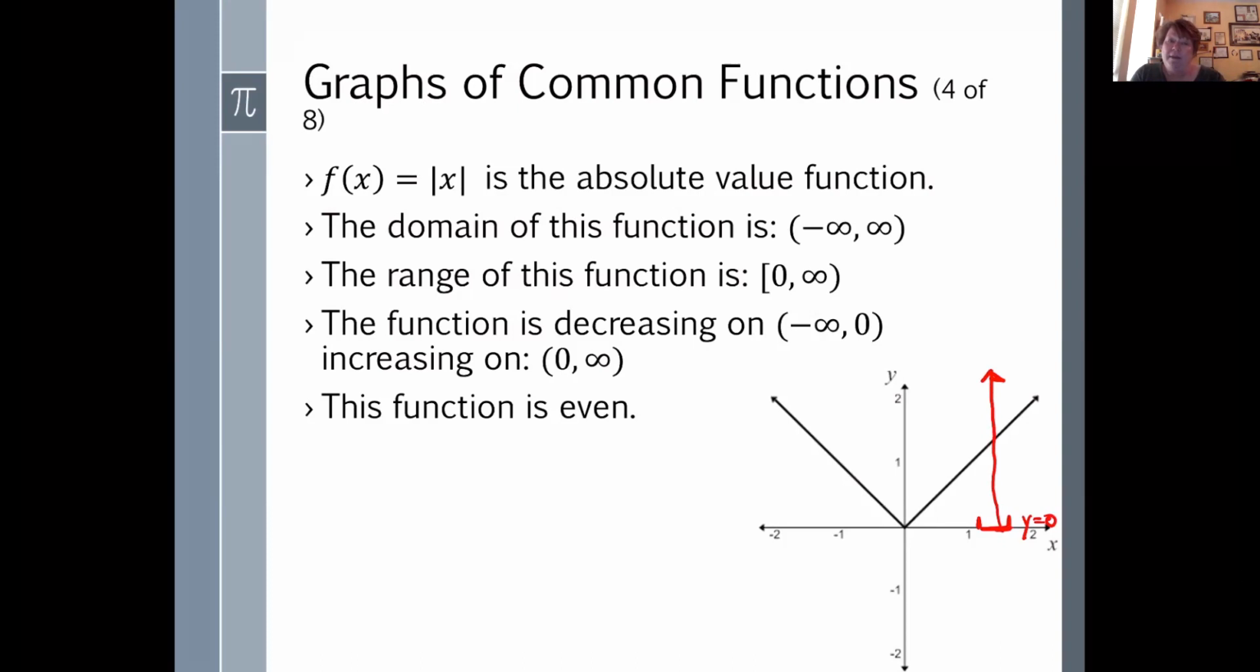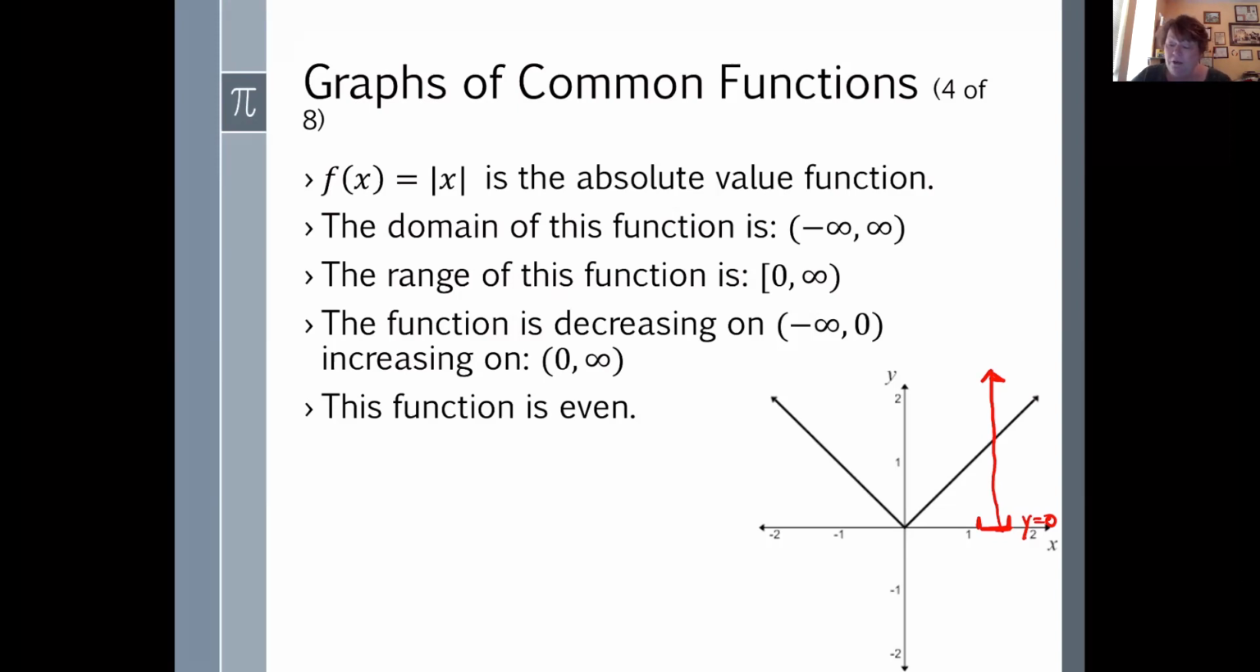So the way we write that is that the range of this function is the set from 0 to infinity, including 0. So we use a bracket, 0, comma, infinity. The range is the set of non-negative real numbers. The function has a portion of its graph where it's decreasing and a portion of its graph where it's increasing.